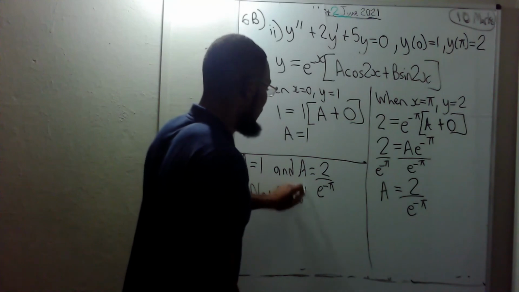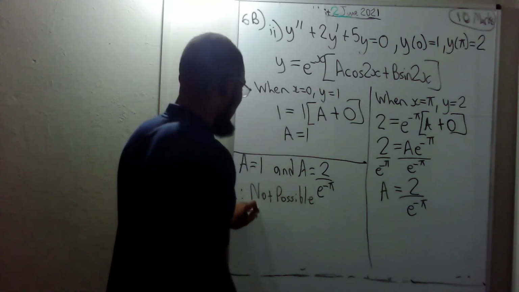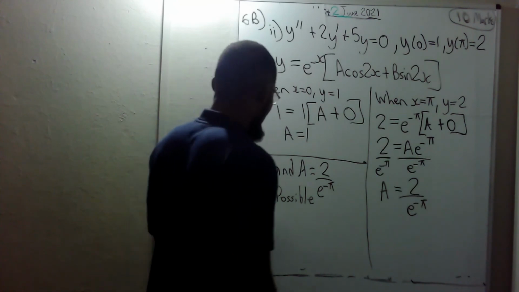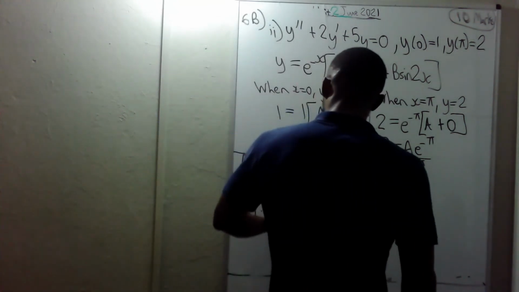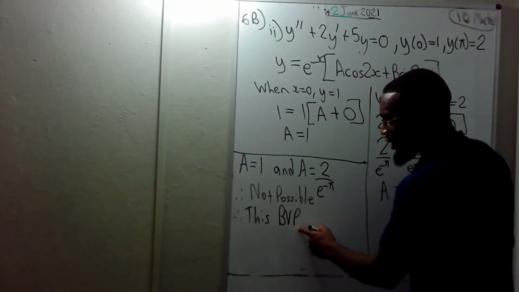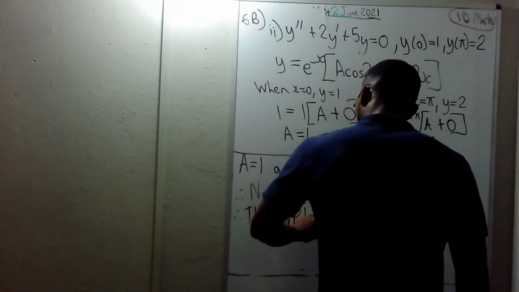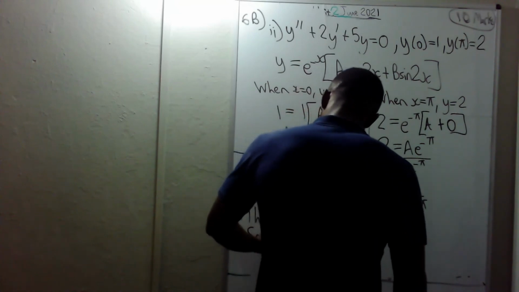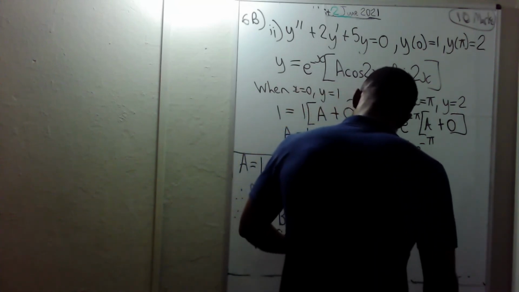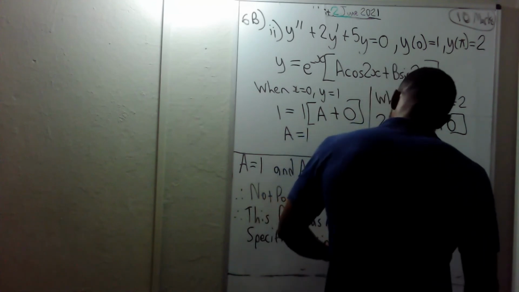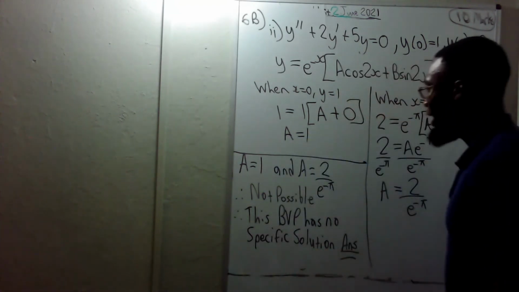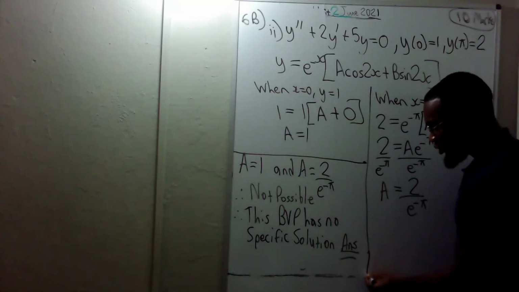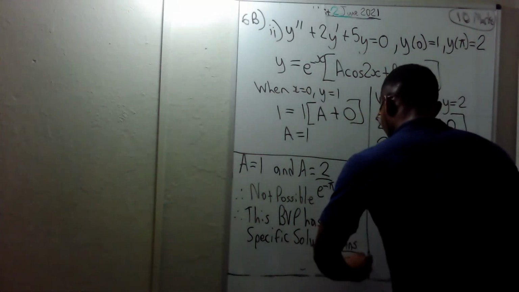This is not possible. And so therefore, this boundary value problem, BVP meaning boundary value problem, has no specific solution. We cannot solve for a and b. So this has no specific solution. That gives you 5 marks.